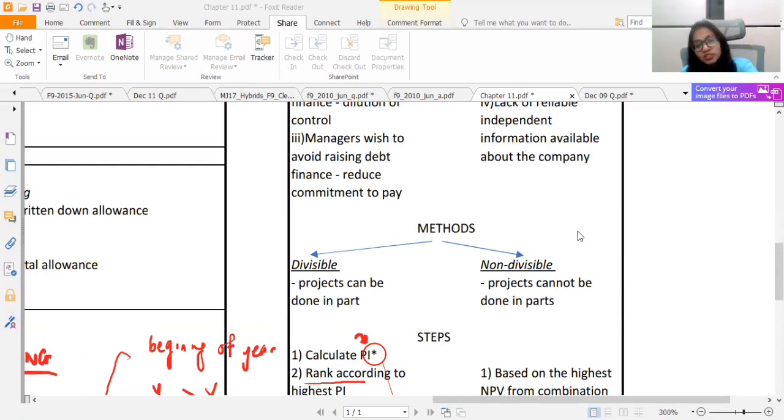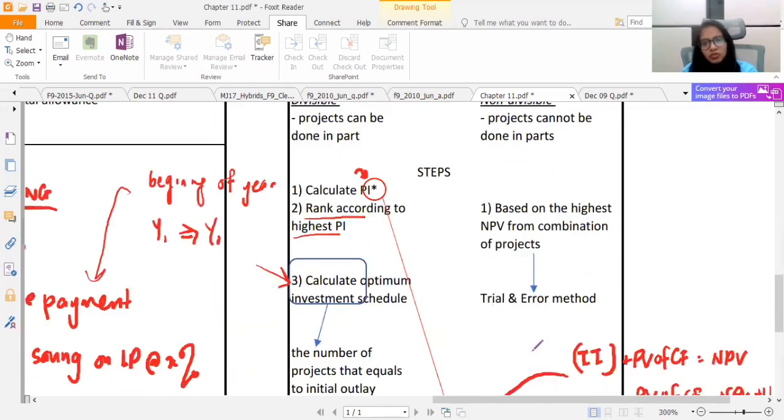So when you are doing the non-divisible project, you are actually just using a trial and error method. There isn't a step for it. You just choose the combination of projects that will give you the highest NPV. Now remember, I keep saying the combination of projects with the highest NPV. Now since you are aware of non-divisible and divisible and also profitability index, let's discuss a little bit.